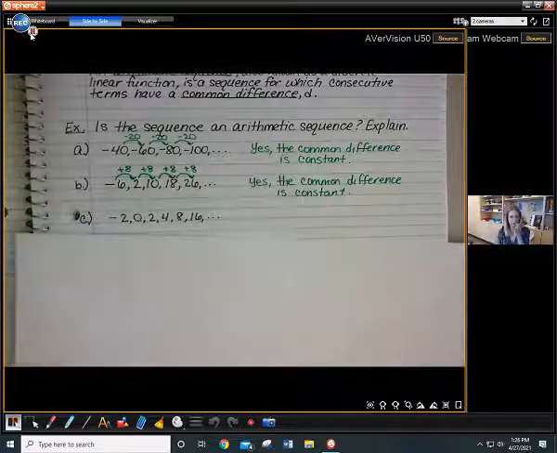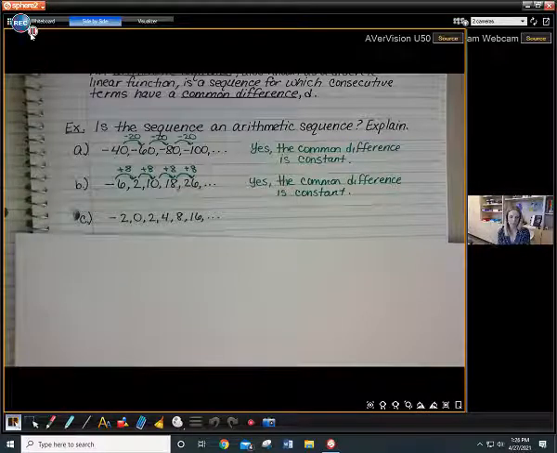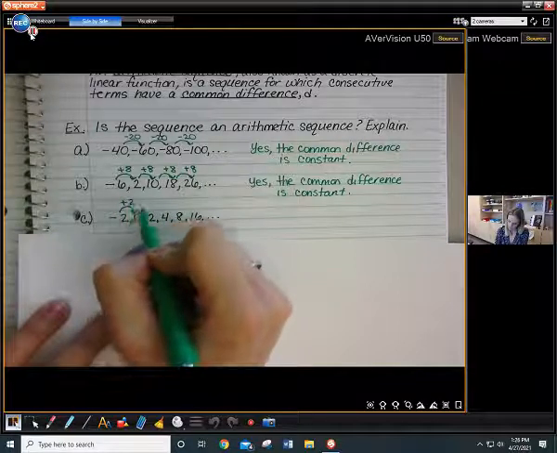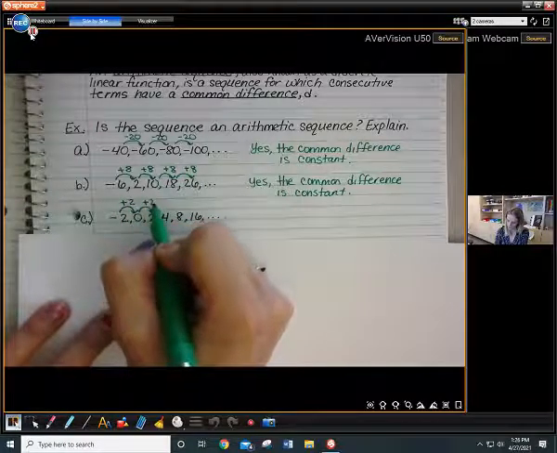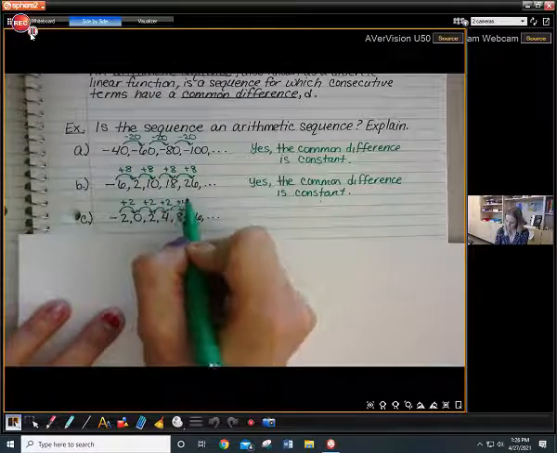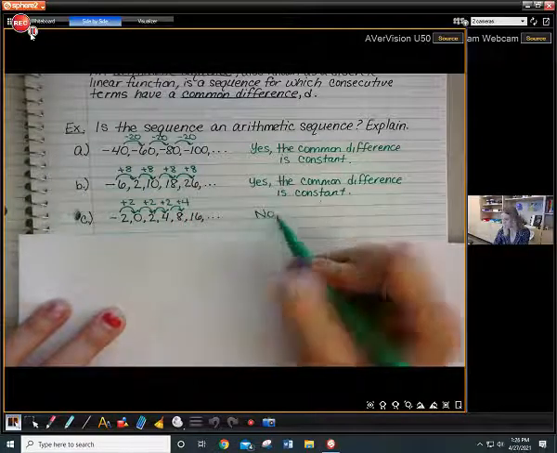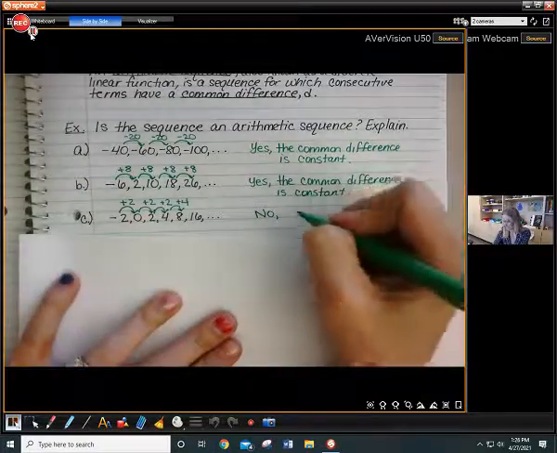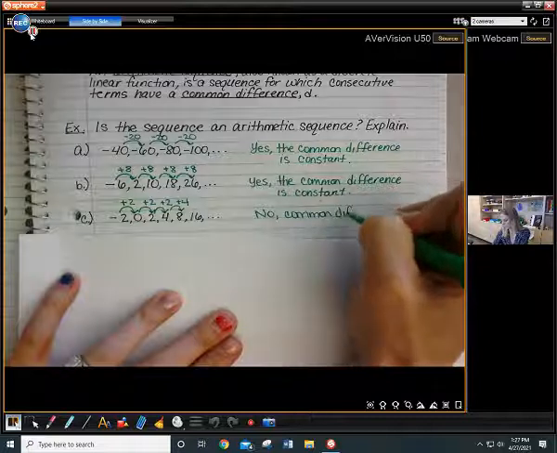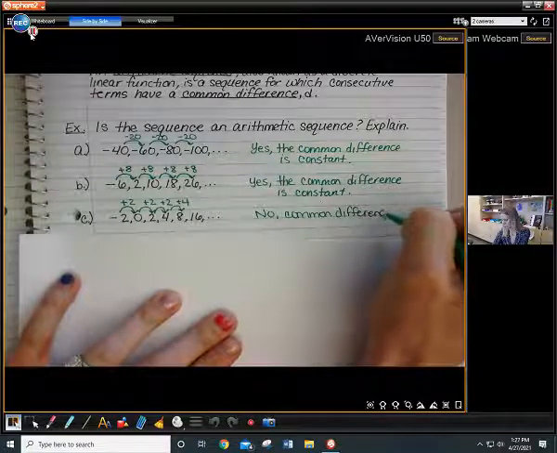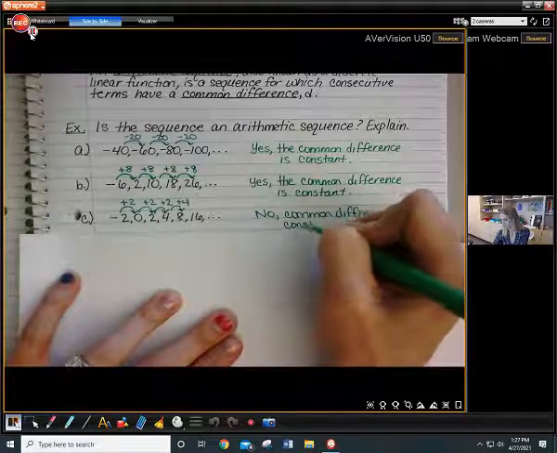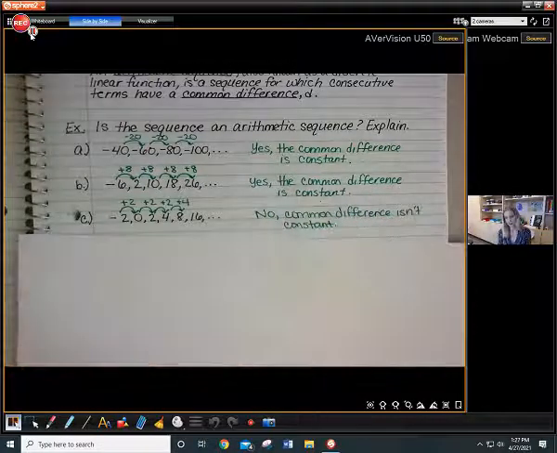Okay, look at the next example. So we have from -2 to 0, 0 to 2. So from -2 to 0, they are increasing by 2. Here they're increasing by 2, increasing by 2, increasing by 4. Nope. Common difference is not constant. So it's not arithmetic.